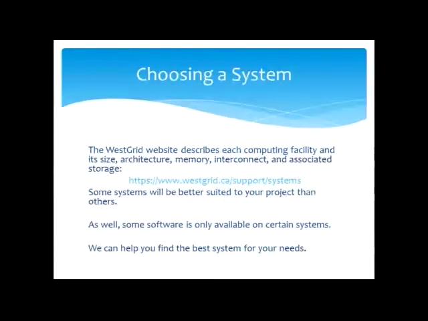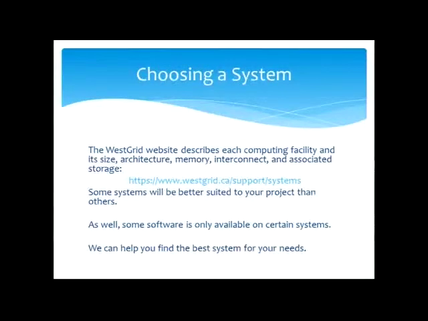So the next thing I'll talk about is choosing a system, and this is pretty important. Depending on the type of project, the type of computing you need to do, WestGrid has a number of different systems with quite a lot of variety in the architecture. There's a number of general purpose machines which are good for serial jobs, and then we have some clusters that are more appropriately used for parallel work. And then we've got shared memory computing systems, and then we've got some systems that are mostly for storage.